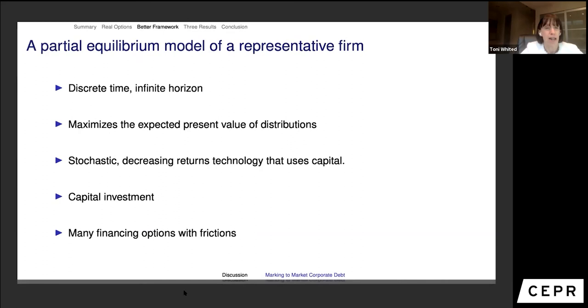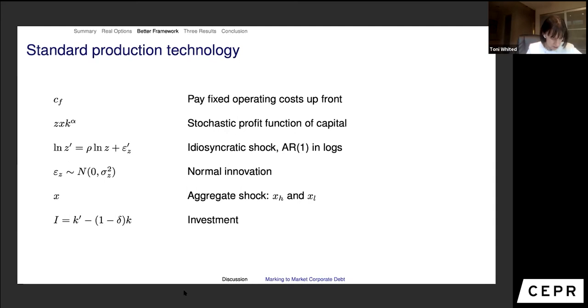So a super, super standard production technology. I want some fixed costs. Those of you who are in the know about this class of models know that unless you put fixed costs in there, the firms don't default enough and you don't get good credit spreads. So you need some fixed costs. And then I want a stochastic profit function of capital.